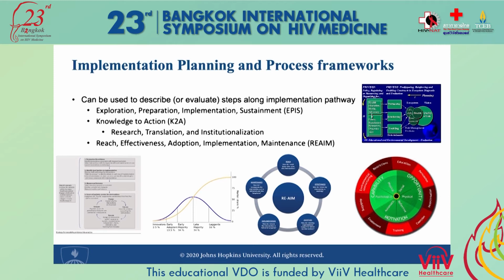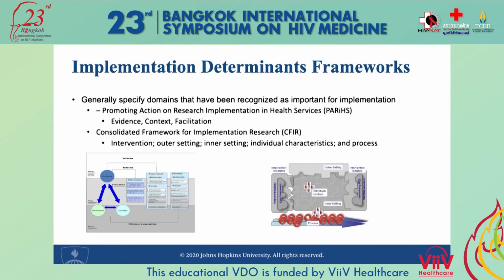What is it that we need to do better in order to get more folks into our programs, using our programs, and thus benefiting from our programs? Now, implementation determinant frameworks build on this. These are the domains that have been recognized as important for implementation. And the most commonly used ones are the CFIR, the Consolidated Framework for Implementation Research, and the Promoting Action on Research Implementation in Health Services. I'll note both of these have the word research in them, but actually they really are useful for programming.